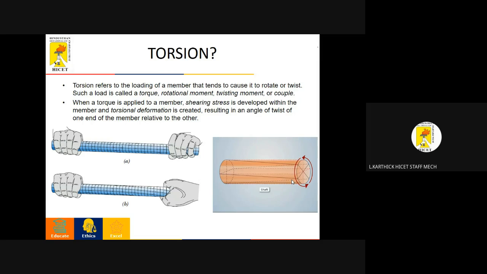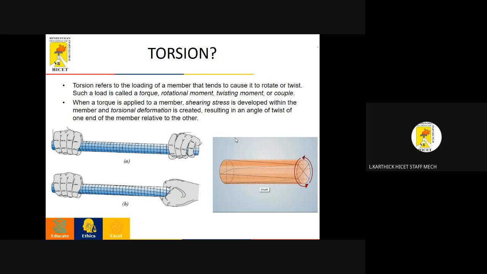Simply, whenever a force or a torque is applied over the member, shear stress is developed within the member and a torsional deformation is created, which results in an angle of twist of one end of the member relative to the other. So look at the left side picture. Picture A depicts two fingers holding a shaft, and the second picture depicts the angle of twist. See, the alignment changes. Compare these two pictures, A and B, which show the twisting motion of the shaft. These two pictures give you a better idea about torsion.